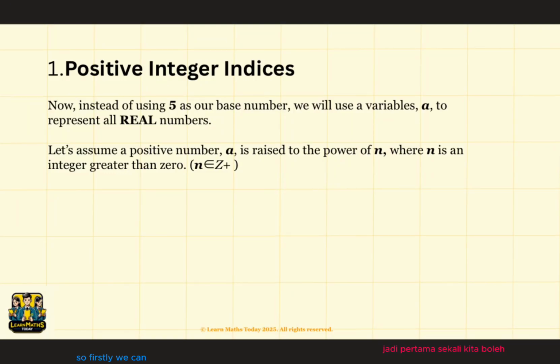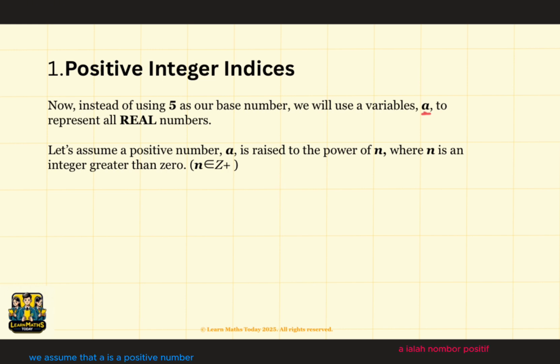So firstly, we should talk about positive integer indices. We can use this variable a over here, and this a will represent all real numbers. So that includes any number on the number line from negative infinity to infinity.